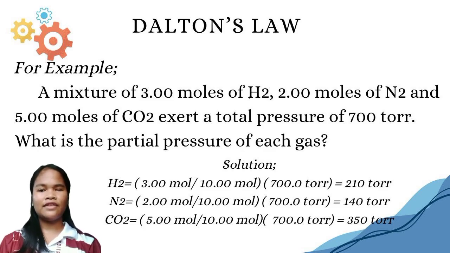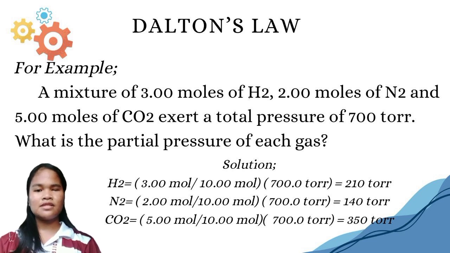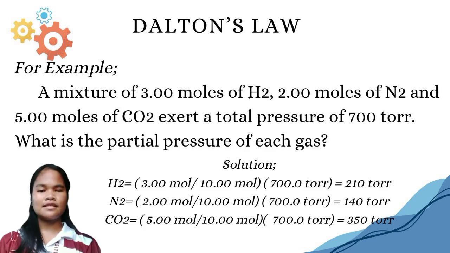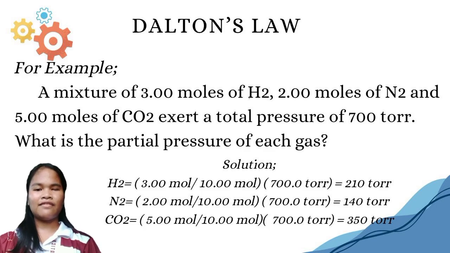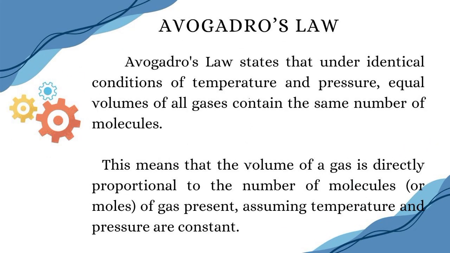Next, we have the N2. We have 2 moles over 10 moles times 700 torr, which gives us 140 torr. The last one is the CO2. We have 5 moles divided by 10 moles times 700 torr, which gives us 350 torr.